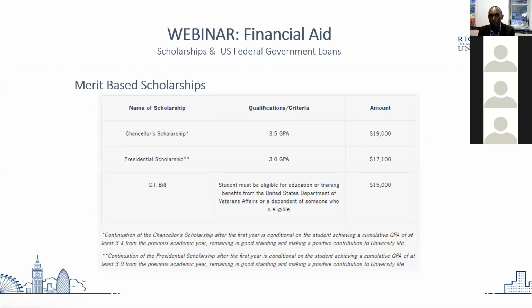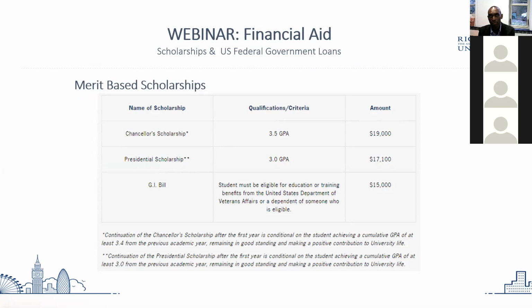Since you're applying as a new student, the scholarships are awarded directly from the admissions office after they've reviewed your application, and they will use various criteria in order to award you the scholarship. So if you have any specific questions regarding scholarships, or if you applied and you're trying to follow up, please feel free to contact the admissions office directly, because the admissions office is responsible for awarding scholarships to new applicants.